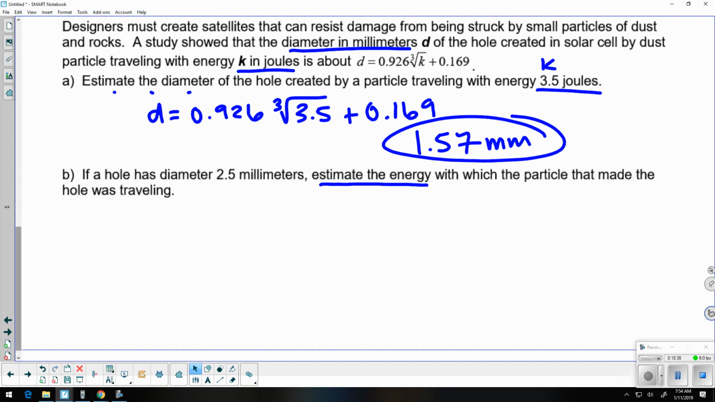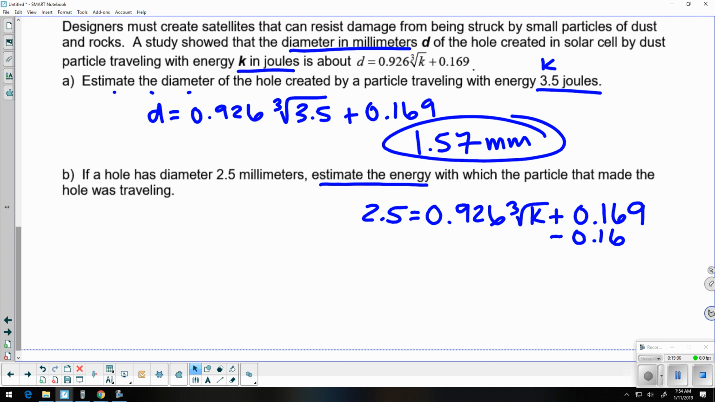Here's how we do this. Estimate the energy. The diameter again is 2.5, so that's D. Plug that in. That's equal to, everything else stays the same, 0.926 times the cubic root of K plus 0.169. Start brainstorming, start thinking about how you actually solve this. How do I get K by itself? The first thing I would probably do is subtract. So we'll subtract this on both sides. Again, our objective right now is to get K by itself.